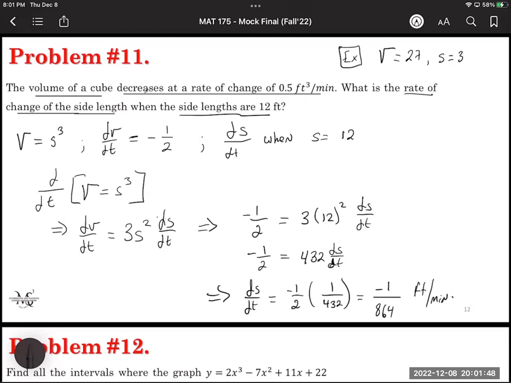Because if volume is equal to 27, and I know that the volume of a cube is equal to S cubed, or S to the third power, then I would have had to set S to the third equal to 27. And if I do that, when I take the cube root on both sides, you get S equals 3, because 3 times 3 times 3 is 27. Oh, got you. And then for the negative 1/2, you just got that because it was 0.5 feet, right?